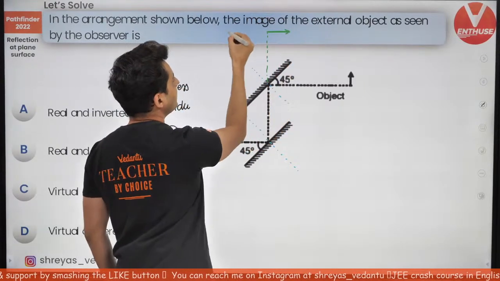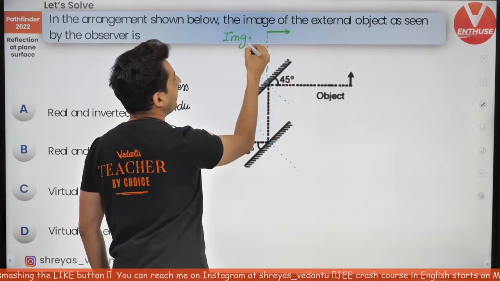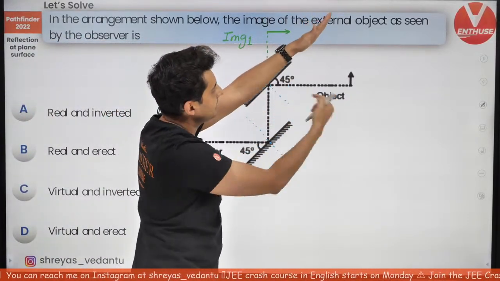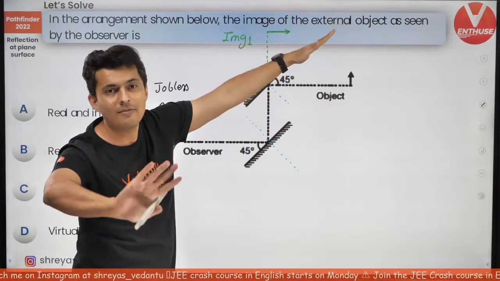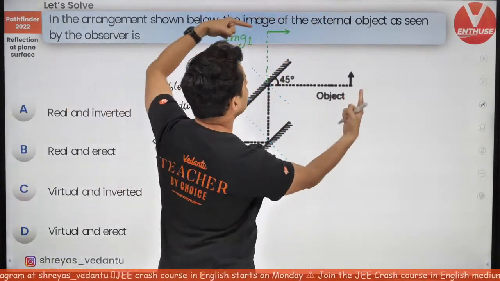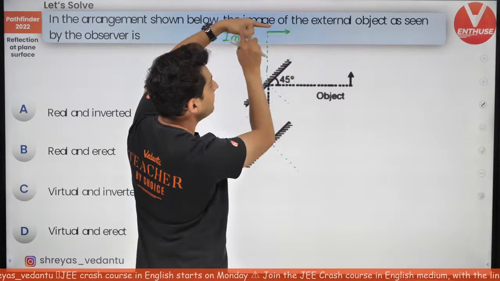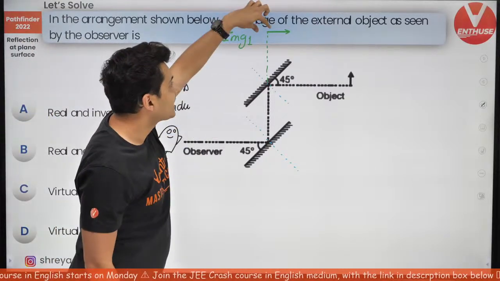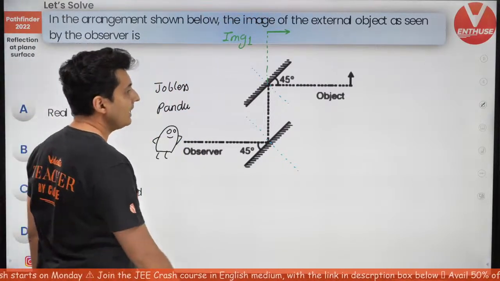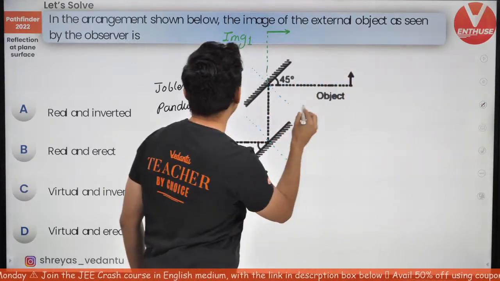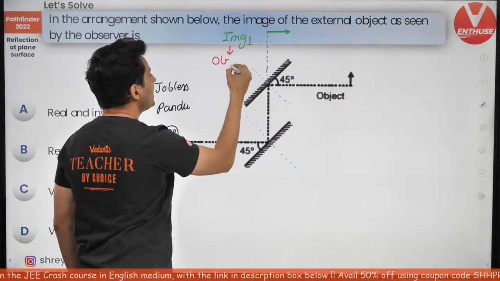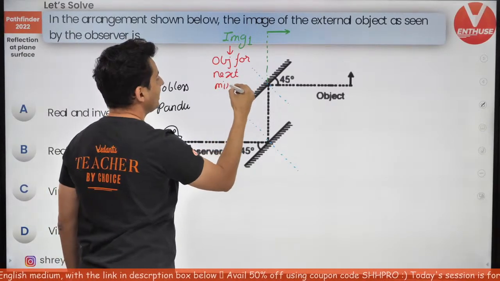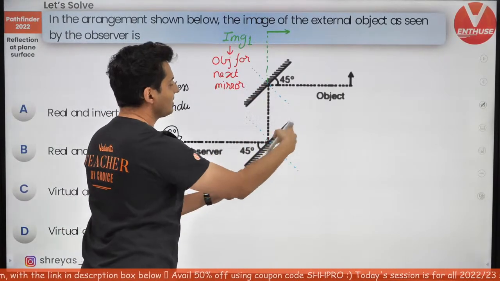Just check this out. This is your image 1. Does that make sense to you? If the object is here and the mirror is like this, the image will be formed here, right? Everybody agrees to this? If the object is pointing like this, the mirror will form the image this way, right? Now, this image, mind it, my warriors, will become the object for the next mirror. Which is the next mirror? This is the next mirror.